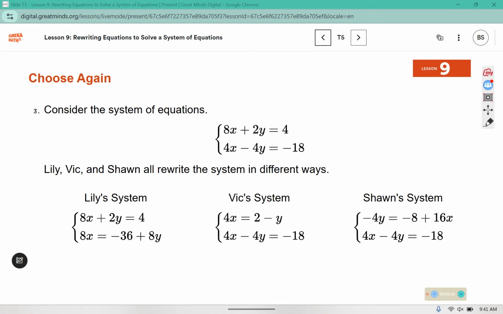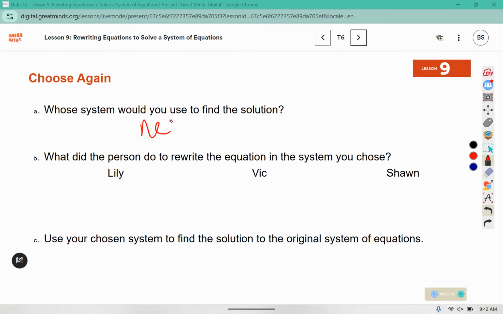Consider the system of equations. Lily, Vic, and Sean all rewrite the system in different ways. Part A is going to ask us what system we would use to find the solution. And I'm actually going to say that I'm not going to use any of these three methods. Instead of substitution, I'm going to use the elimination method like I showed you in the other video. But we still need to answer part B.